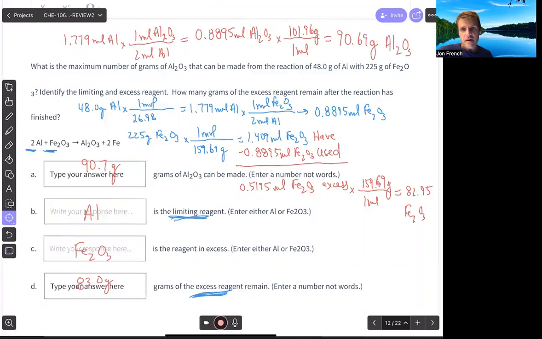And you always want to pick the same one. If there were 2 different products in this reaction, which there are, you just want to convert to the same one, so you're comparing identical units. We don't want to convert one to aluminum oxide and the other one to iron, because then we wouldn't have the same units. We want to convert them to the same one.